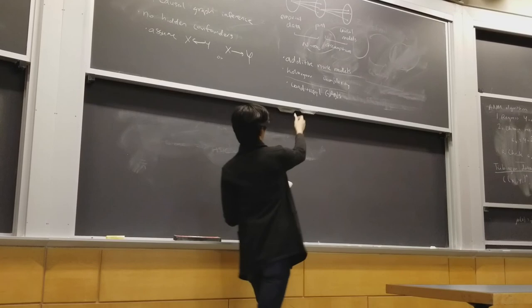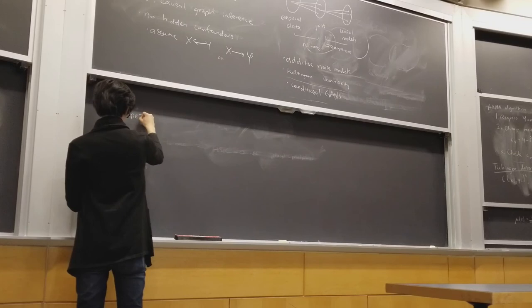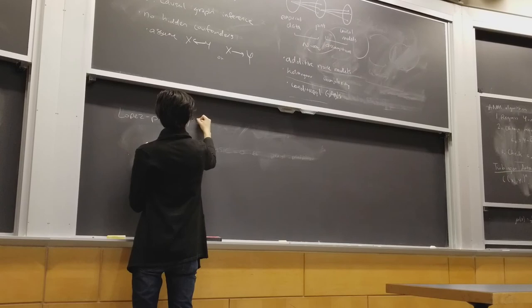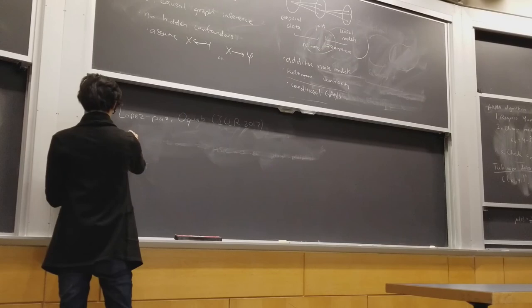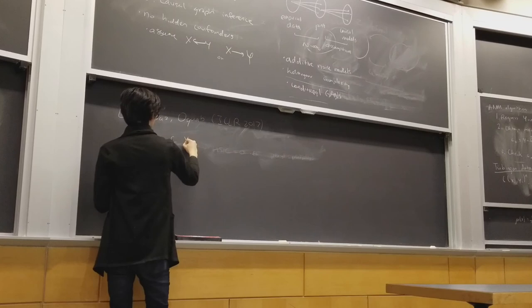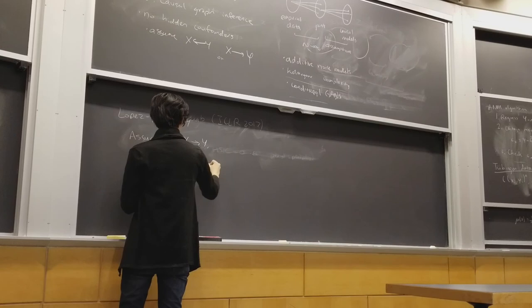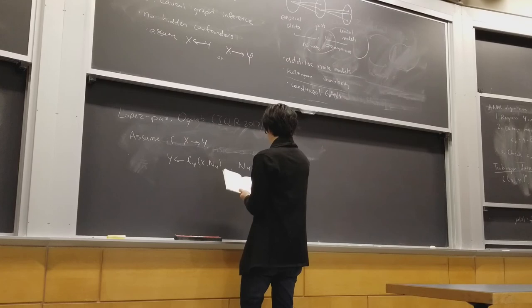So this sort of assumption plays into the last idea I'll talk about for this section, conditional GANs. There's a paper for this, Lopez-Paz and Oquab, 2017. Again, I'll start with some assumptions. Assume that if X is causing Y, they relate in this manner. So it's like an additive noise model, but it's more flexible.